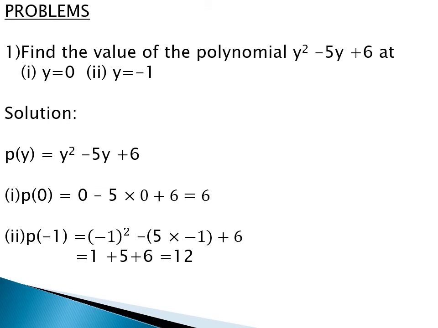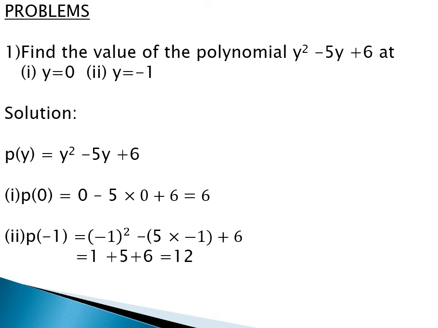Find the value of the polynomial y square minus 5y plus 6 at y equal to 0 and y equal to minus 1. I think there is no need for explanation for this question, because it is easy for you. We only have to calculate the value of the polynomial. P of y is already given: p of y equal to y square minus 5y plus 6. Then we put the value for the first question, that is 0. So p of 0 we have to calculate. That means 0 minus 5 into 0 plus 6. What is the answer? 6. So p of 0 is calculated.